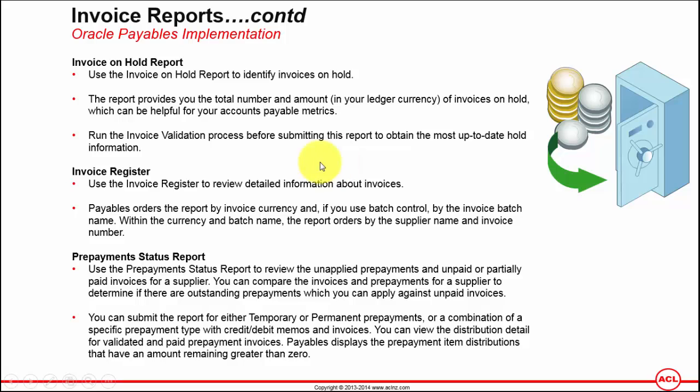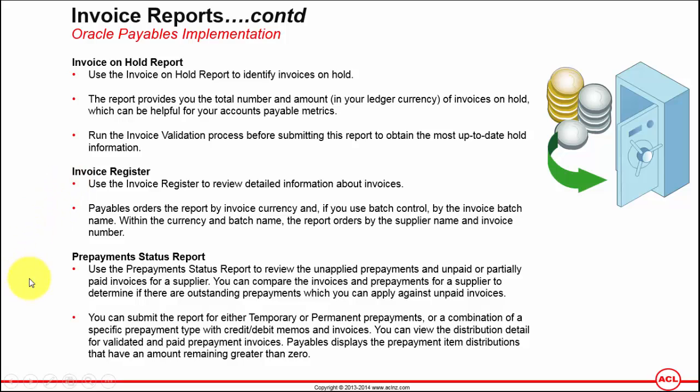Then the next report that we have here is Invoice Register, which details information about the invoices. Payables orders the report by invoice currency, and if you use the invoice batch control option in Payables, then you can also sort the data by invoice batch name. However, in the present operating unit which I'm showing, the batch control is not enabled. Within the currency and batch name, the report orders by the supplier name and invoice number. Which is straightforward to understand. It's more information about the invoices.